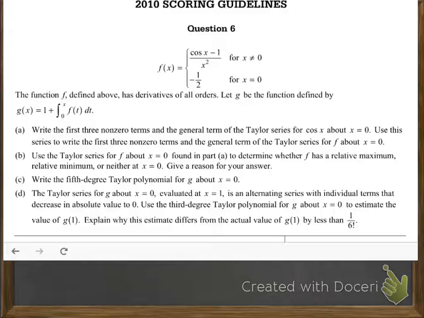Well, here is kind of a doozy of a problem. Talk about Taylor series pushing your understanding. So it's a great one to watch just to get a sense. In 2010, this free response definitely gives you a sense of what Taylor series is all about.